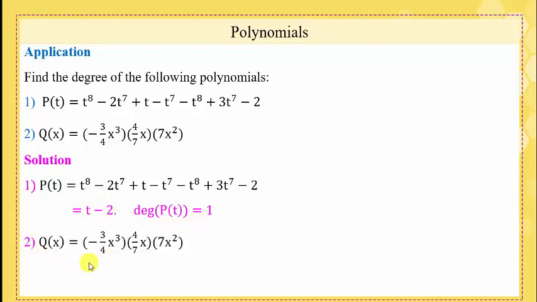Part 2. We multiply the coefficients and then we multiply the variables to get minus 3x exponent 6. The degree is 6, which is the exponent of the variable.